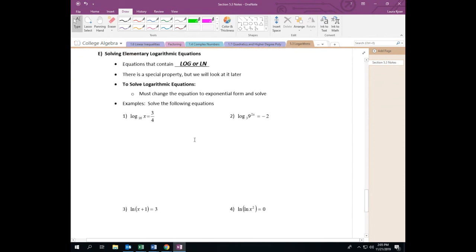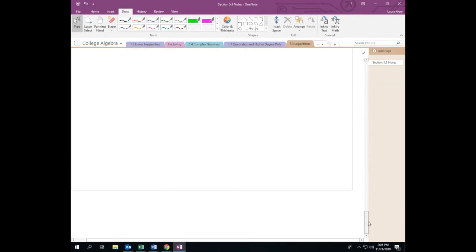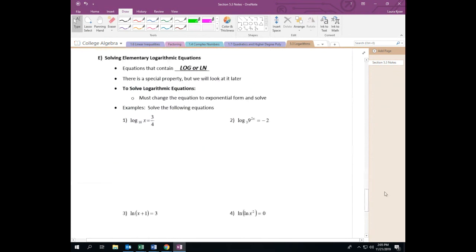Now we're going to talk about some basic log and natural log equations. Wanted to make sure I had enough time, and I didn't want to stop. So in these basic log equations, we are going to be changing them to exponential equations and then solving.